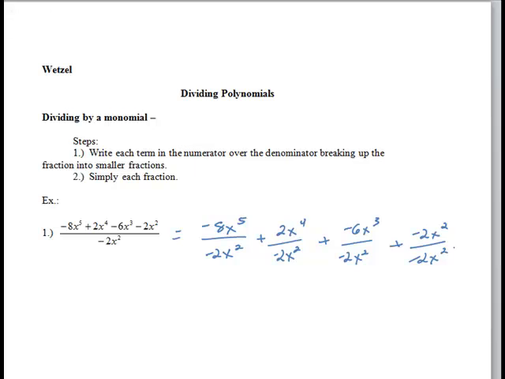Now all we do is simplify each individual fraction. The first one becomes 4x cubed. The second fraction simplifies to negative x squared. The third, positive 3x, and the last, just positive 1. So we perform the division. Our final simplified answer in standard form: 4x cubed minus x squared plus 3x plus 1.